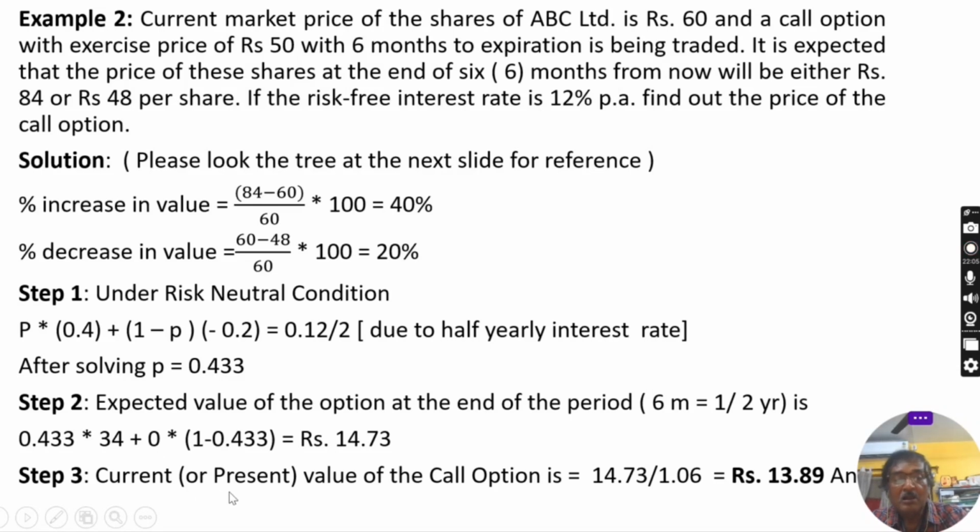Then what would be the current or present value of the call option? This is to be discounted at 1.06, as it is after 6 months. The value is this. That's why you have to take 6%, not 12%, and the value will be this. This is the answer. So I have also discussed this problem. I think you have no confusion. If you have any confusion, then please mention it in the comment box. I will again explain. I will give the reply.